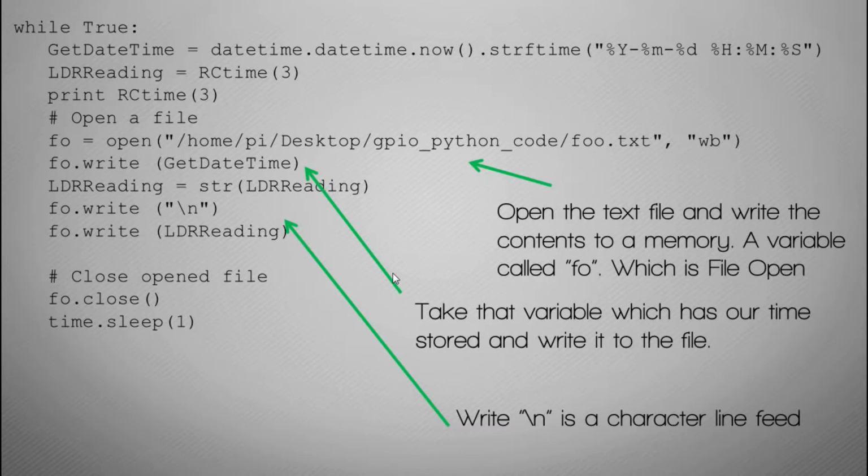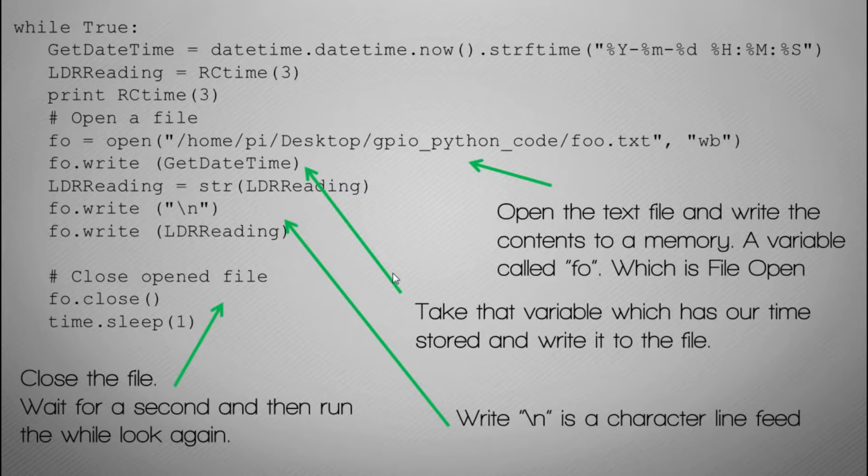\n is a line feed character, and that will write that at the end of the file. What that basically does is it just enters an enter, so it goes on to the next line. And then the last line we have here actually closes that file off, saves it. It will then wait a second and then start at the top of the while loop. So let's just see that and how that works in action.